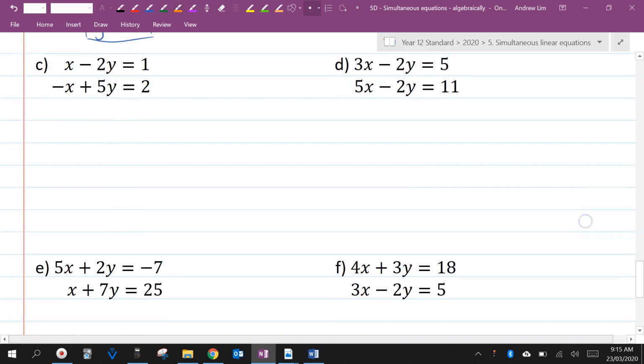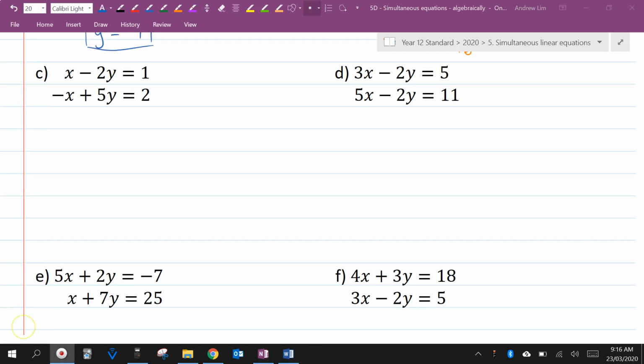Question C. We have x minus 2y equals 1 and minus x plus 5y is equal to 2. Can I get you to pause the video and see if you can answer question C and D by yourselves? Okay, so we're going to continue. Here we can see that we want to eliminate x because they both have a coefficient of 1. But the signs are different. This x here is positive, this one's negative. Because the signs are different, we add.